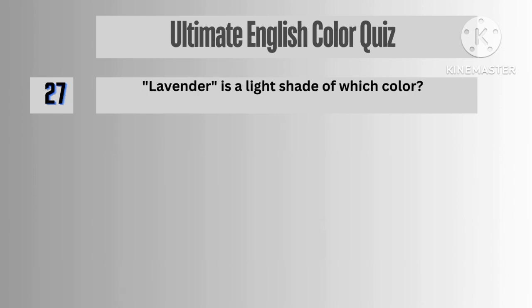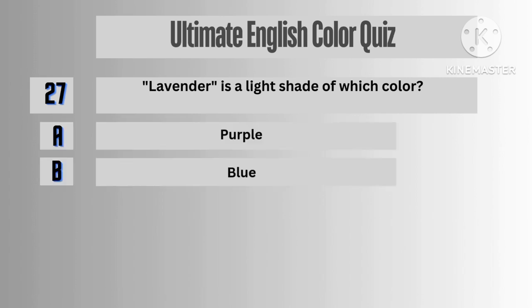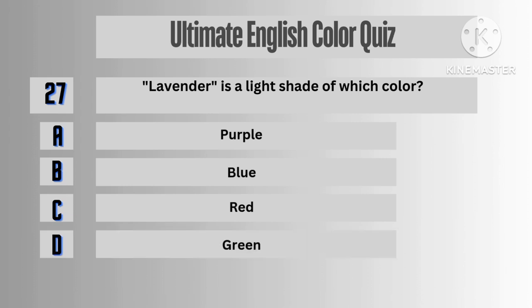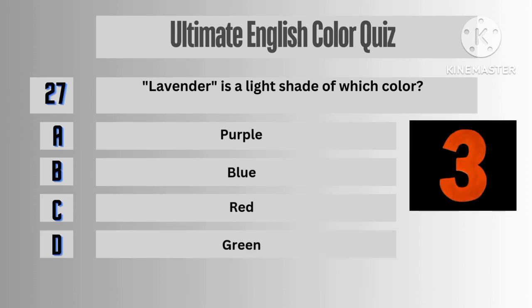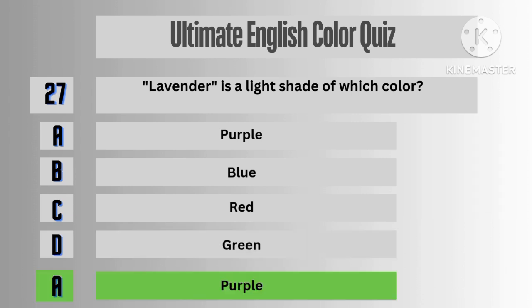Question number 27. Lavender is a light shade of which color? Option A. Purple. Option B. Blue. Option C. Red. Option D. Green. 5, 4, 3, 2, 1. Correct answer is A. Purple.